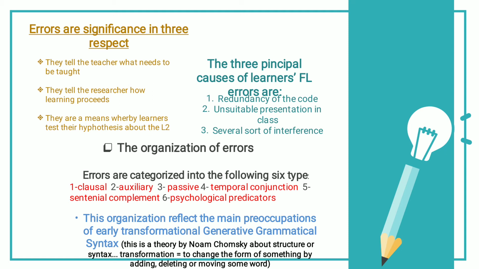The 3 principal causes of learner foreign language errors are redundancy of the code, unsuitable presentation in class, and several sorts of interference. The organization of errors. Errors are categorized into the following 6 types: causal, auxiliary, passive, temporal conjunction, sentential complement, and psychological predicator. This organization reflects the main preoccupation of early transformational generative grammar syntax.